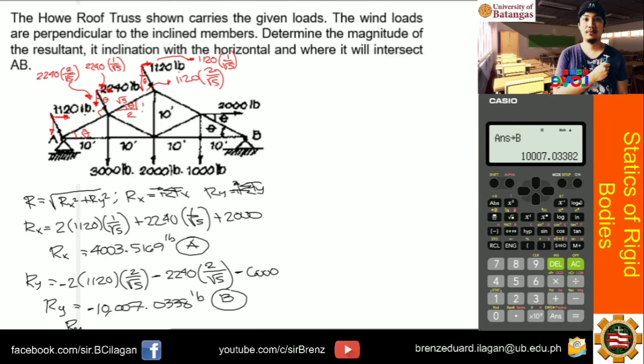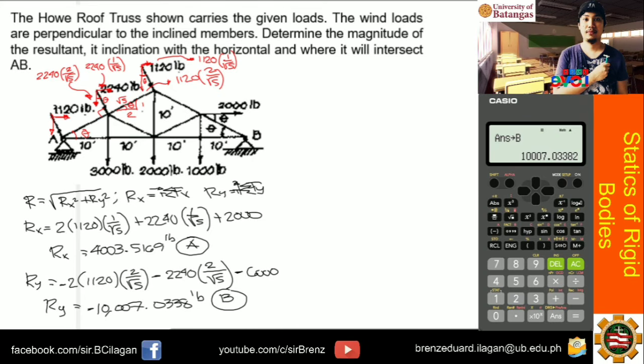So, ito is negative, or I could say that that is equals to Ry. Sorry, hindi na pala kasya doon. Ito ko na lang isulat. Taas ko ng konti. So, Ry equals 10,007.0338 pound downward. Okay? Para inalis ko lang yung negative.